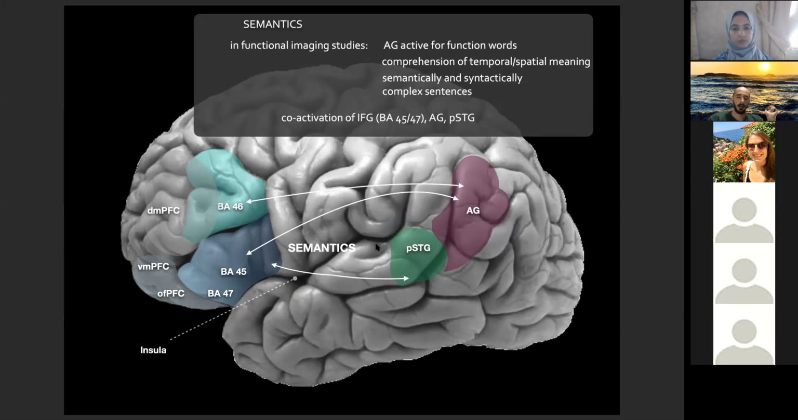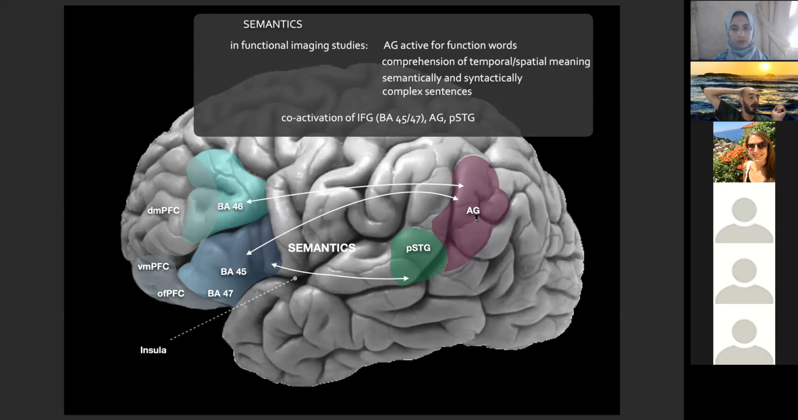But then, in the last years, the importance of this region, the angular gyrus, has been considered more and more. For instance, in this nice review by Binder 2009, it actually seems that the angular gyrus is the region near the temporal areas, near Wernicke's area, which is more selective for semantic information. What kind of semantic information? Comprehension of temporal and spatial meaning. For instance, prepositions, temporal adverbs, spatial adverbs.